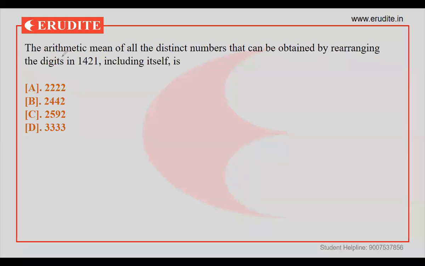Hello everyone. So what they say, the arithmetic mean of all the distinct numbers that can be obtained by rearranging the digits in 1421 including itself is how much? So we have to find out the average of the numbers which you can frame using these digits 1421, right? First of all, find out how many numbers are possible. So in 1421, there are 4 digits, out of them 1 and 1 are repeating, right? So this can be done with 4 factorial upon 2 factorial. So 4 factorial is 4 into 3 into 2 into 1 upon 2 into 1. That means there will be 12 numbers.